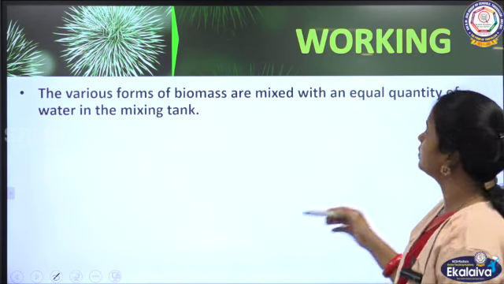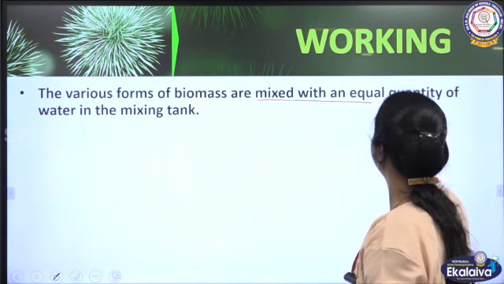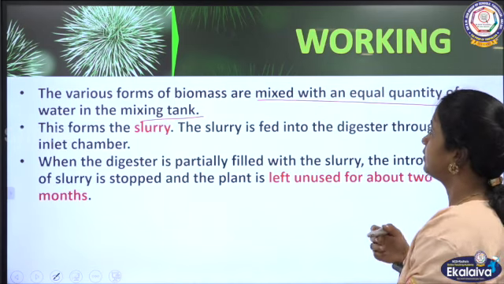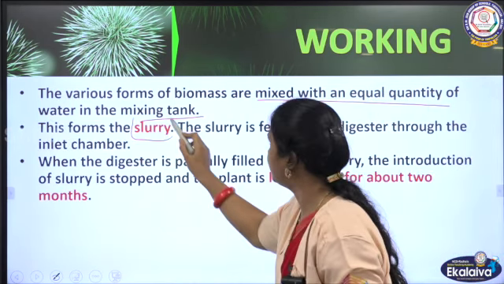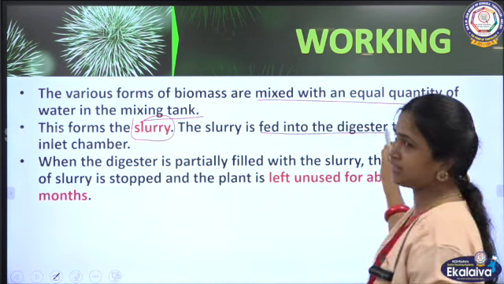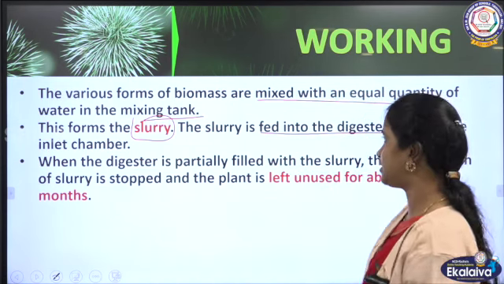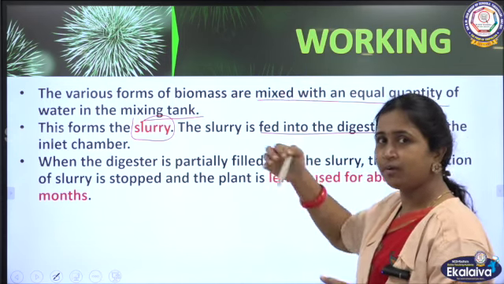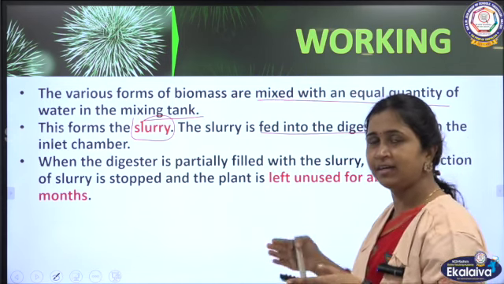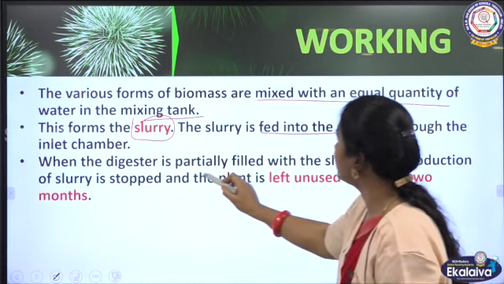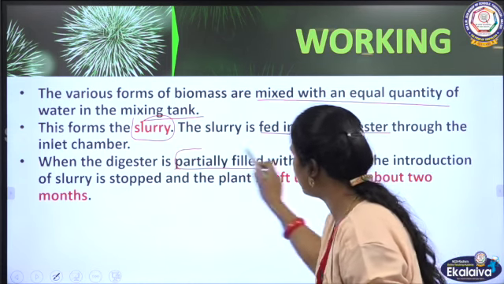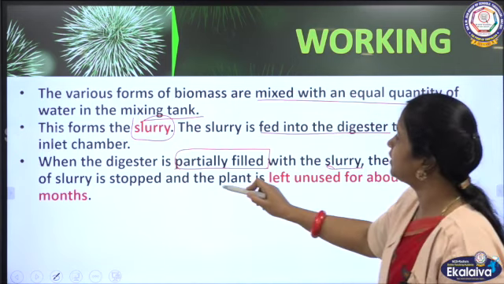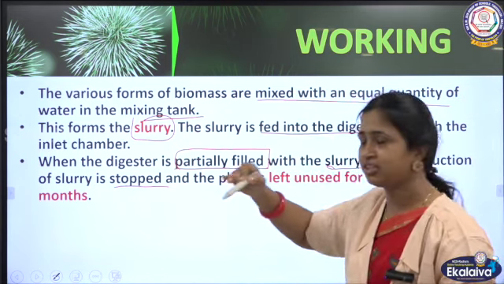Working. How does it work? First, an equal quantity of water is mixed with the effluent. Then this forms the slurry, and the slurry is fed into the digester. You can see the dome shaped digester. The second part is the inlet chamber, through which it enters the digester. When the digester is partially filled with the slurry, which is very important to note, the feeding of slurry is stopped after it is partially filled.